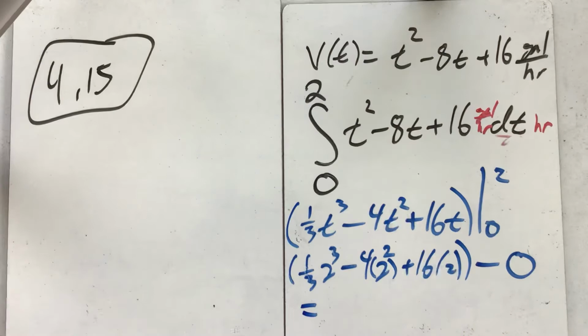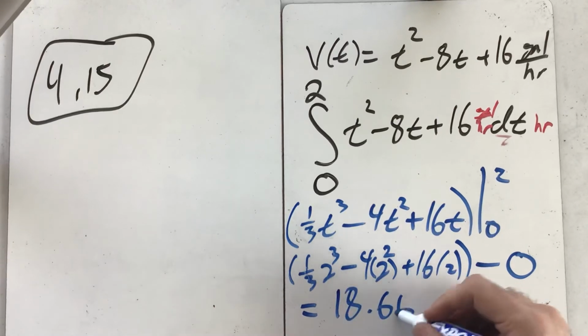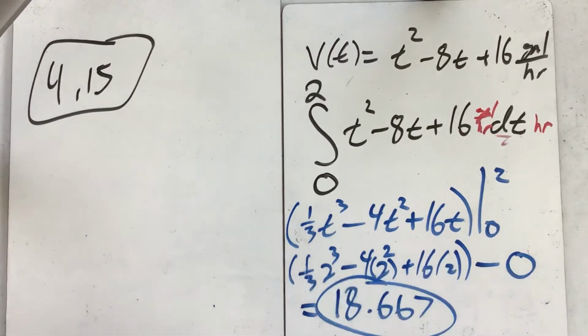Okay, so what does that answer come out to be? I think I could do it in my head, but man, I'm getting tired today, and it's becoming difficult. Okay, so minus 4 times 4 plus 16 times 2. So assuming I typed all of this in my calculator correctly, I've got 18.667. So 18 2/3 is the answer. So that's how many gallons came out of our tank during those first 2 hours.